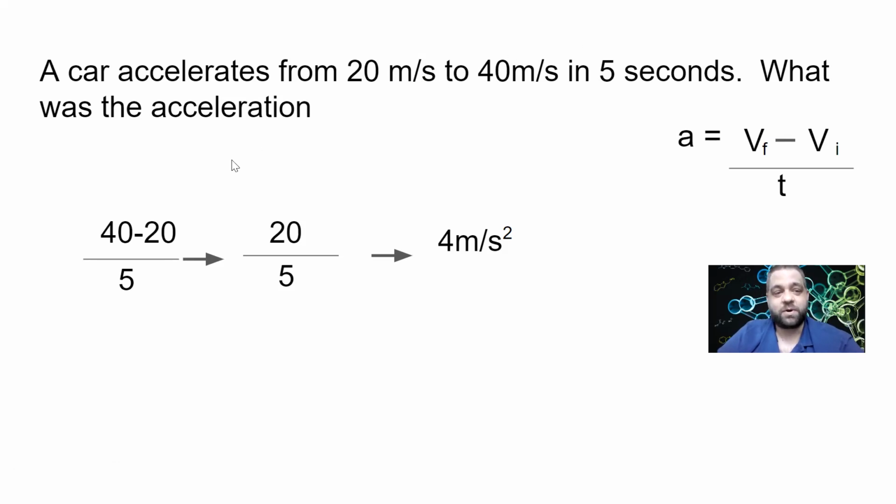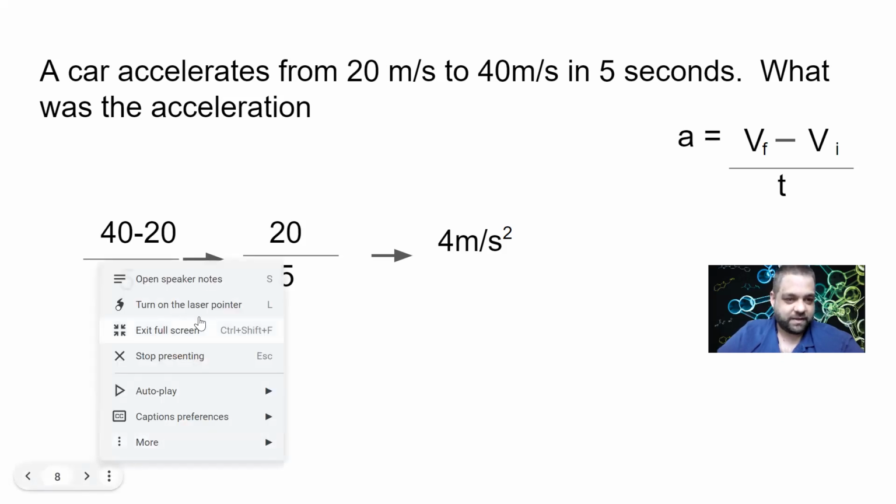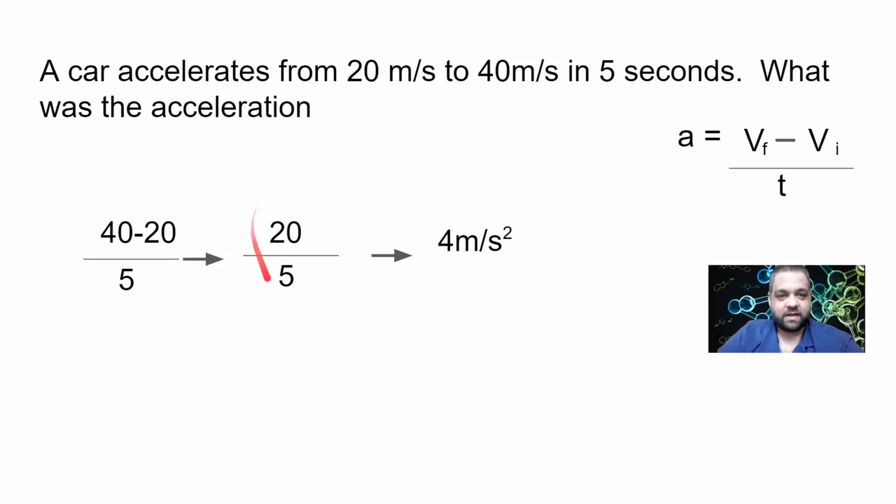So what is that? That's 40 minus 20 divided by 5. That is going to equal 20 divided by 5, which is 4. I've put the units back in, 4 meters per second. I didn't include the units over here because it would get really super messy. And so 4 meters per second squared, that is our acceleration.